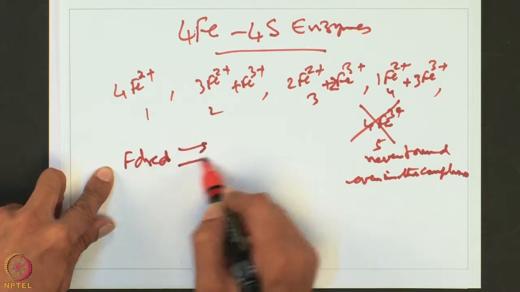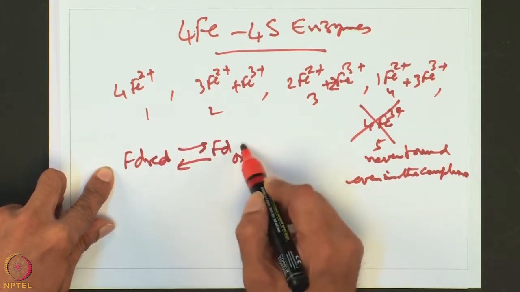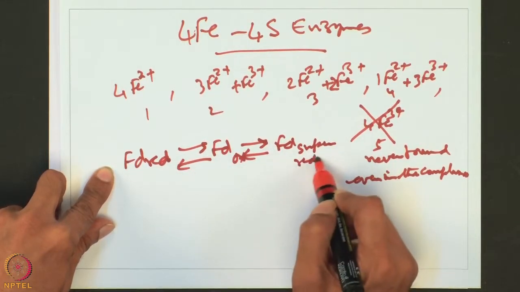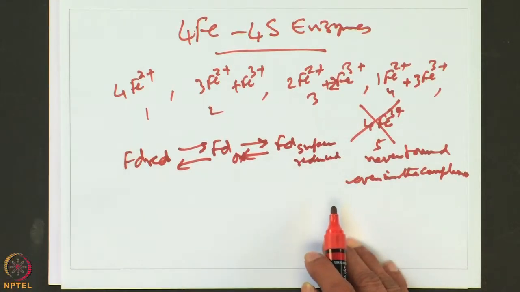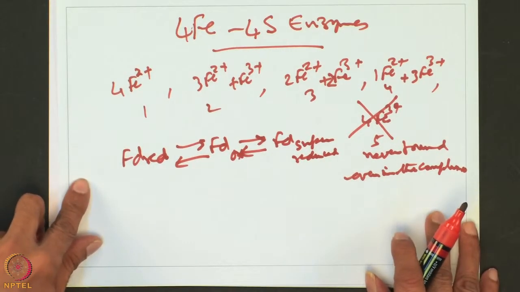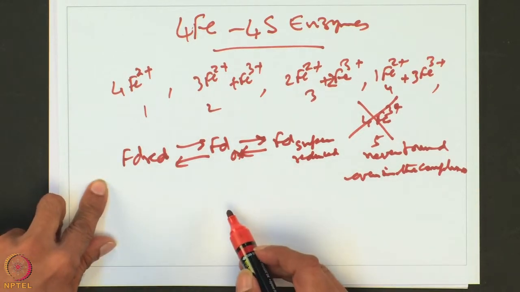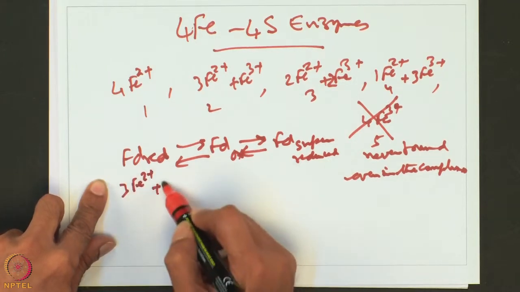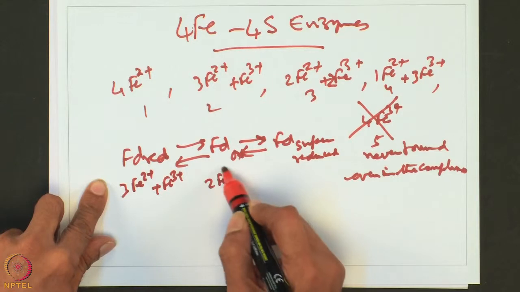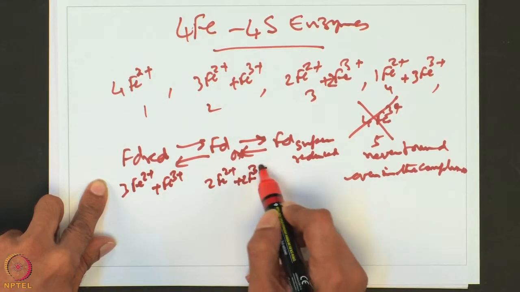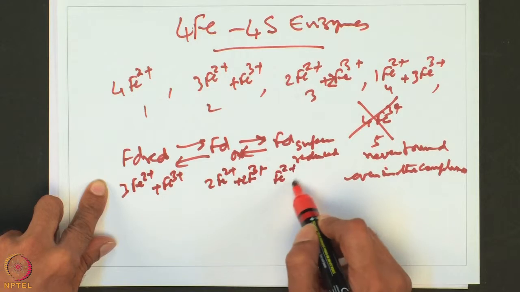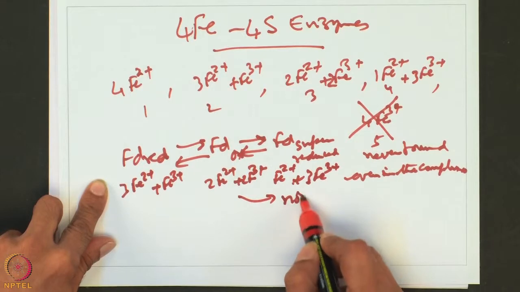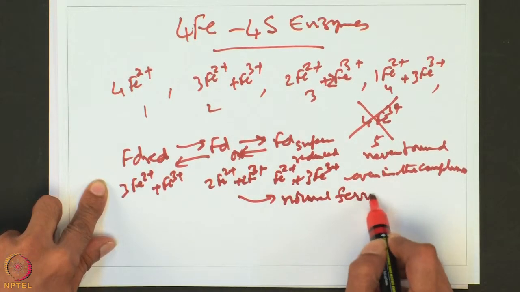reduced, FD oxidized, FD super reduced are found in the proteins, for the normal proteins. So this is 3 iron 2 plus 1 iron 3, 2 iron 2 plus 2 iron 3 plus, and 1 iron 2 plus 3 iron 3 plus. So this is in normal ferredoxins.